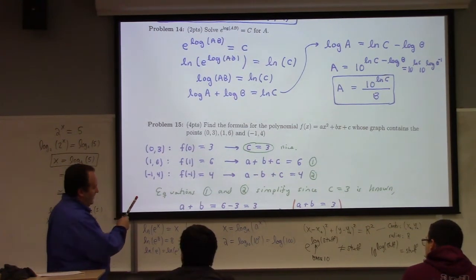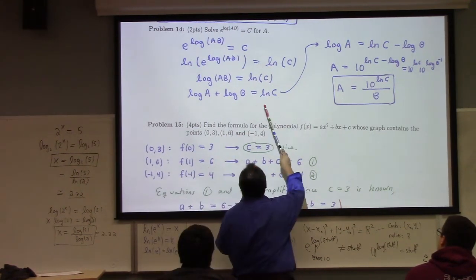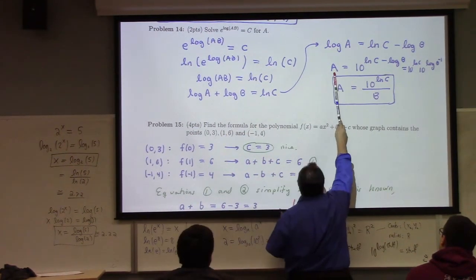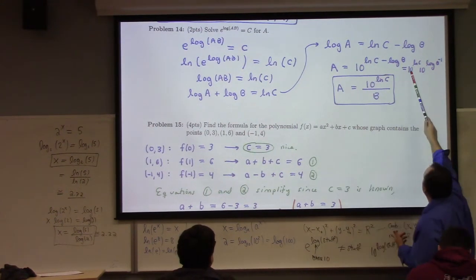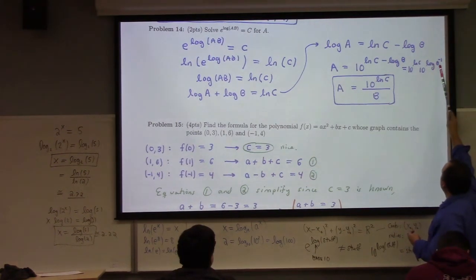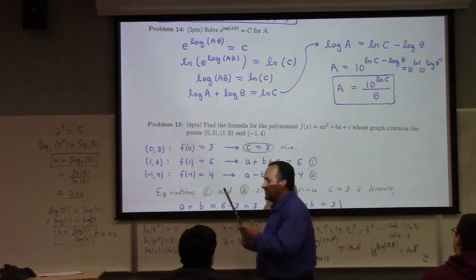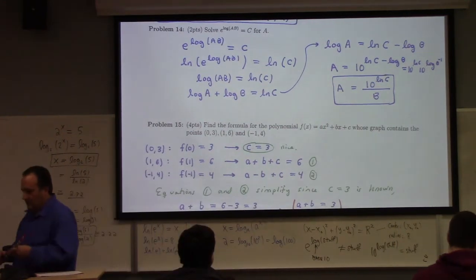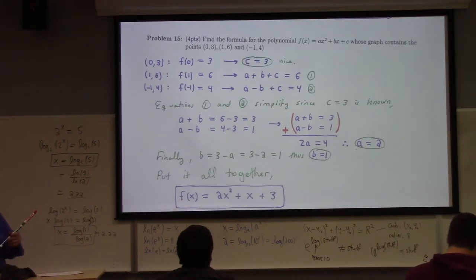There's a small subset of people who did that. Then I use properties of logs to get log of A plus log of B. I solve for log A, then take 10 to both sides and get this. Properties of exponentials give me that. Then this simplifies to B to the minus 1, which is division by B. There it is. A few people got this answer. And then finally, problem 15.